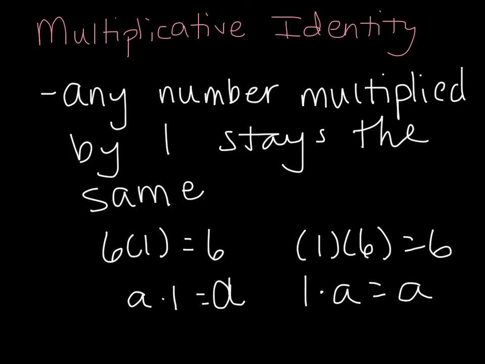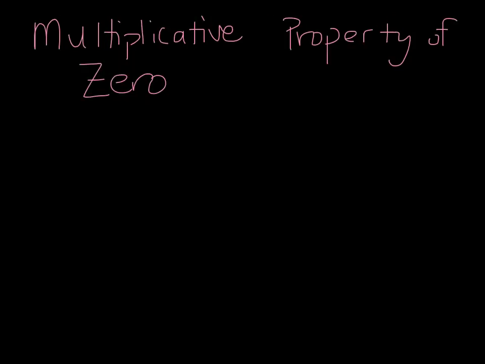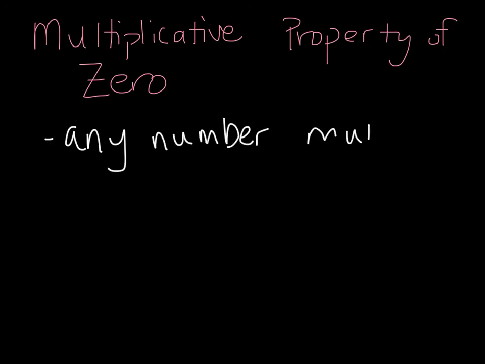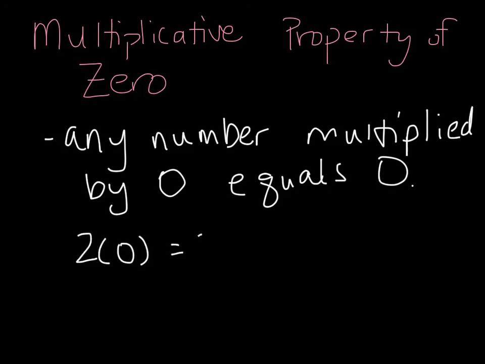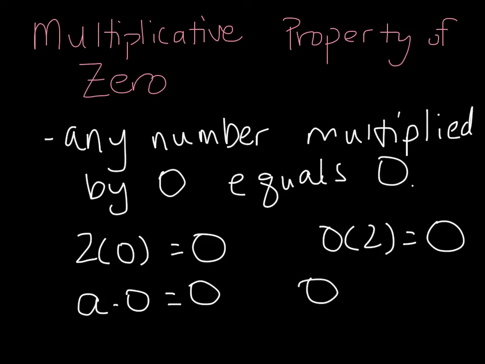And our last property that we're going to learn is our multiplicative property of 0. And what that says is that any number multiplied by 0 equals 0. So we can show that by saying that 2 times 0 equals 0, or 0 times 2 equals 0. And again, we can show that A times 0 equals 0, or 0 times A equals 0.